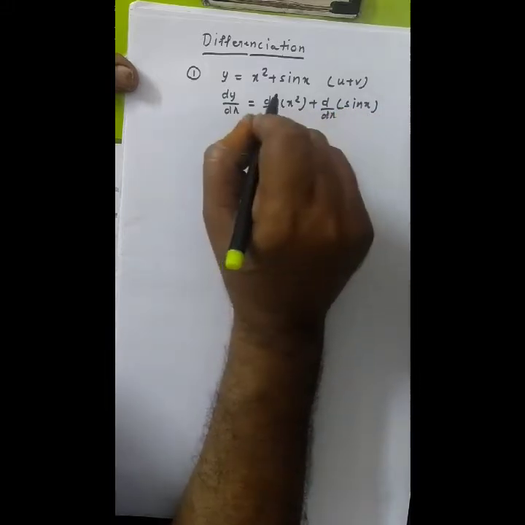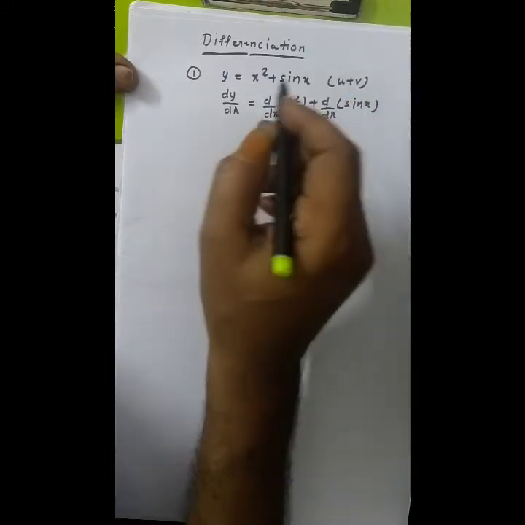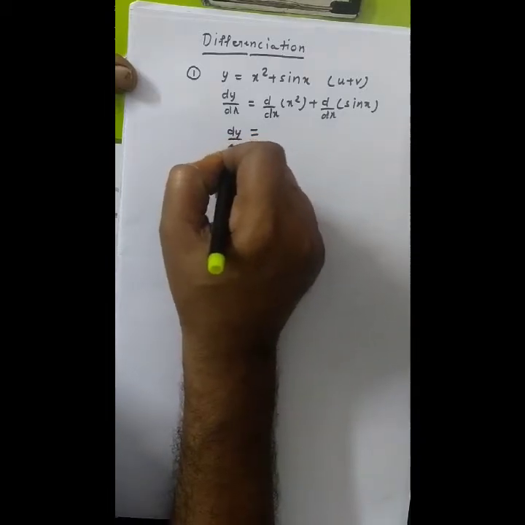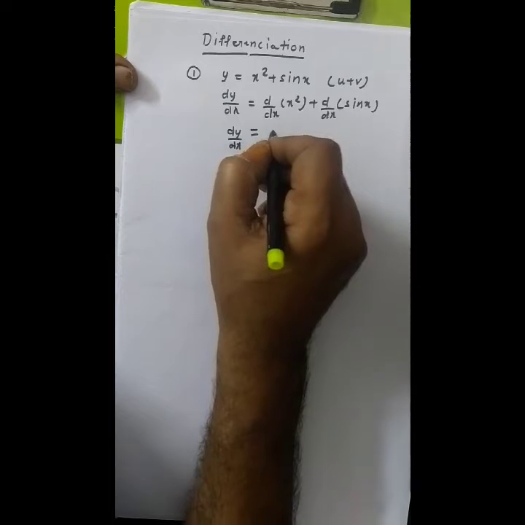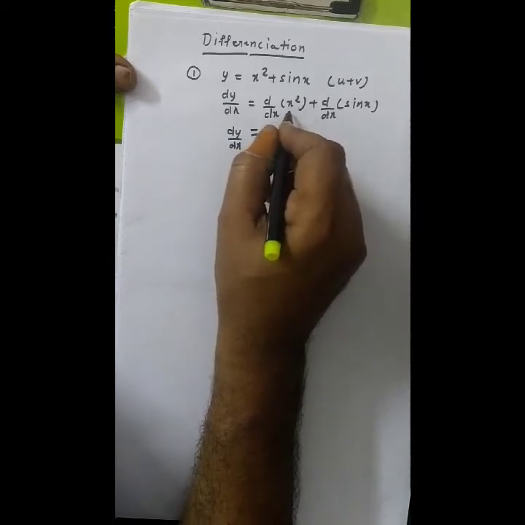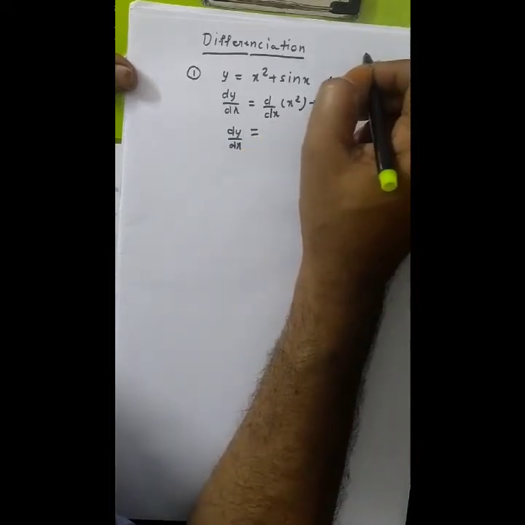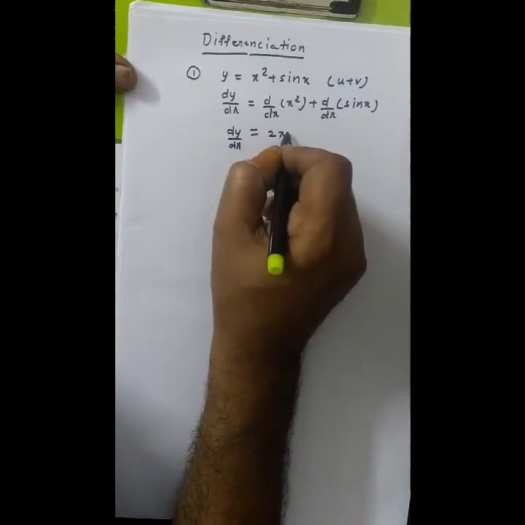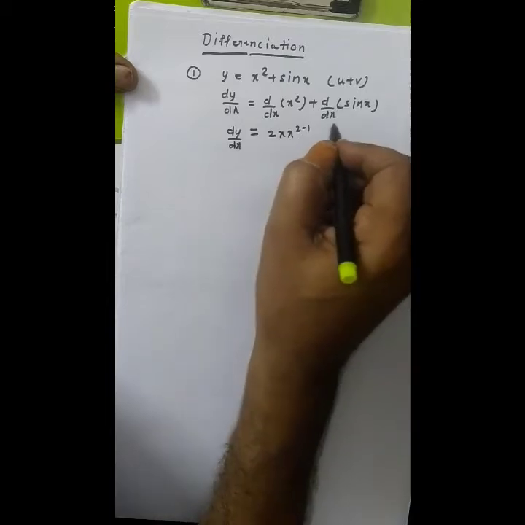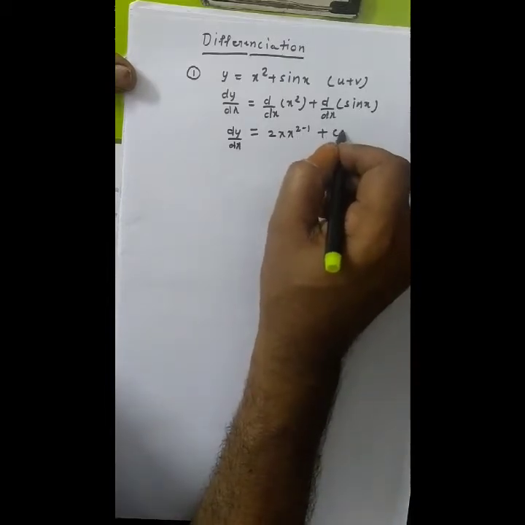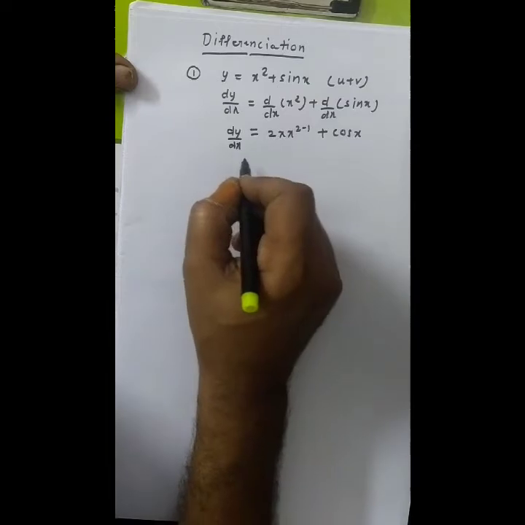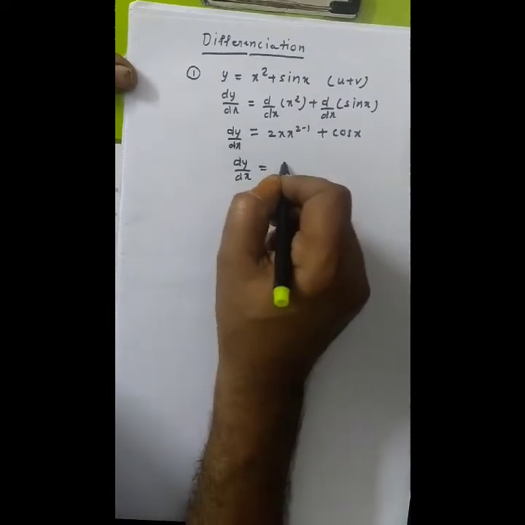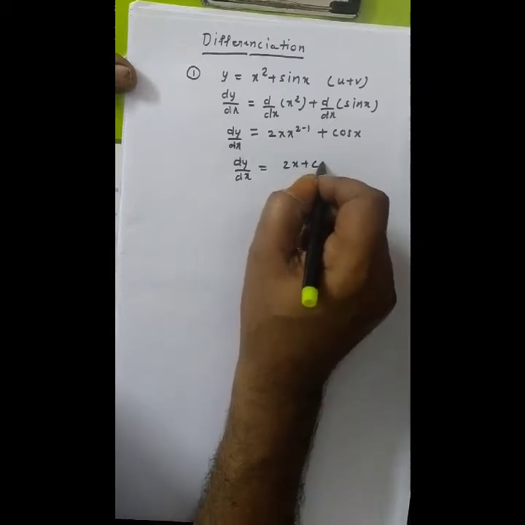Once you apply the algebraic formula, next you have to go for application of standard forms. So dy by dx equals to, derivative of x square you can use the x raised to n formula, that is n into x raised to n minus 1. Value of n is 2. So 2 into x raised to 2 minus 1 plus derivative of sin x is cos x. So 2 into x raised to 2 minus 1 is 2x. So this is 2x plus cos x.